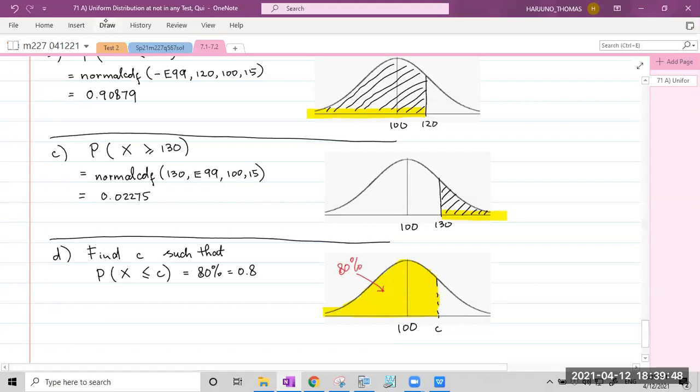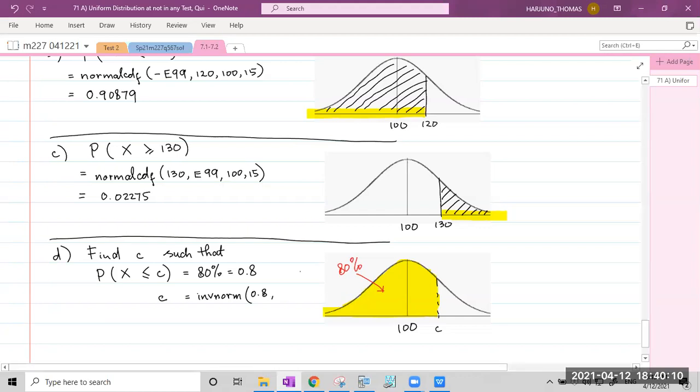Which is 0.8. Then C is equal to inverse norm. Remember, the area is always the area to the left, 0.8. That's the area to the left. If what you are given is the area to the right, then find out what is the area to the left first.